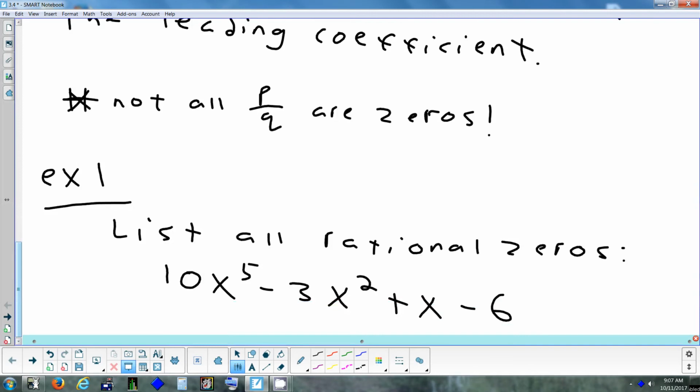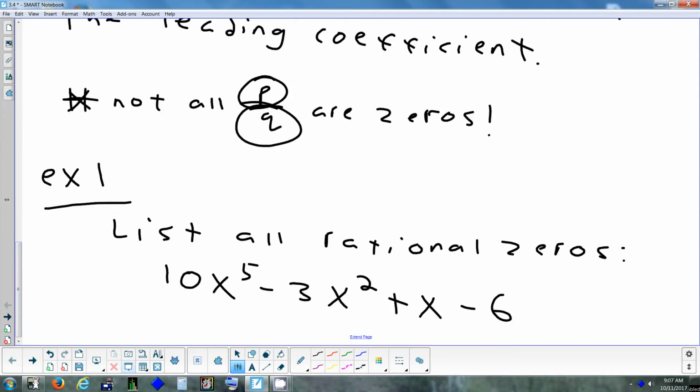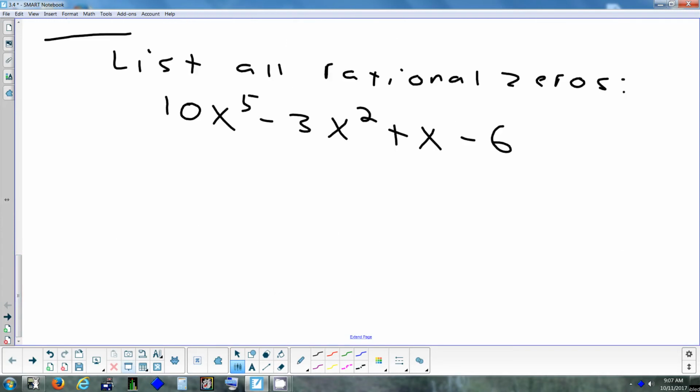All right, so let's start by identifying P and Q for this problem. So P are all the factors of the constant. Shauna, what's the constant here? -6 or 6, they would both have the same factors. And what are the factors of 6? 1 and 6, 2 and 3. So 1, 2, 3, 6. Anything else?